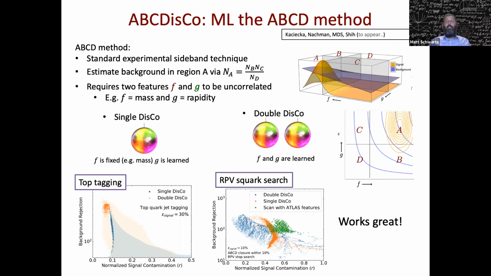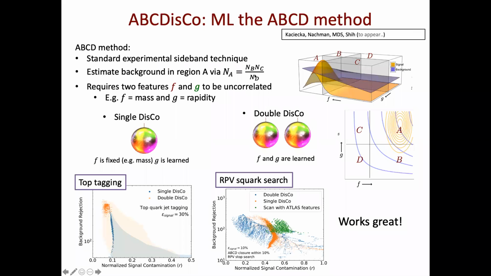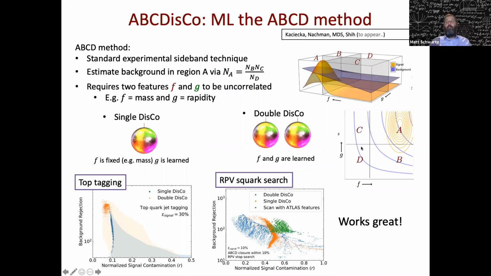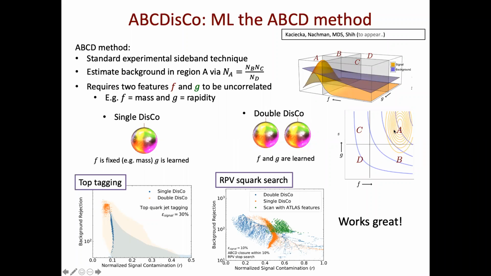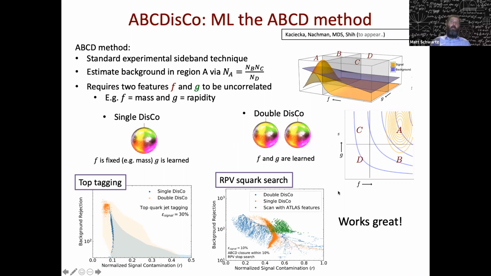Well, the ABCD method works with two features because of this formula. So these A, B, C, and D are just the regions. We're just drawing rectangular cuts and counting the number of events in these regions. So we want observables, and then the experiment will optimize where to do the cut and then count. It's just a cut and count measurement of data-driven background estimation. All they have to do is use these observables coming out of the neural network.